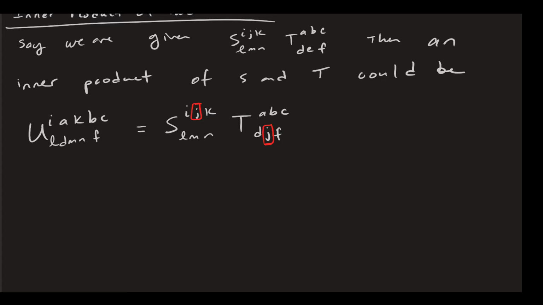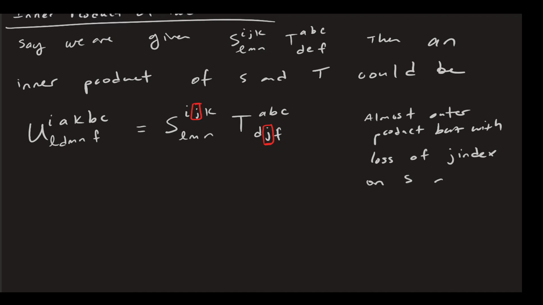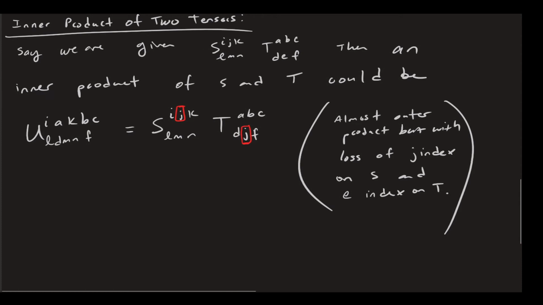So this is called an inner product of two tensors. This is almost an outer product, but with the loss of the J index on S and the E index on T. So sometimes, like this one, the rank of the product would be higher than the original two tensors themselves. But you could have an inner product.